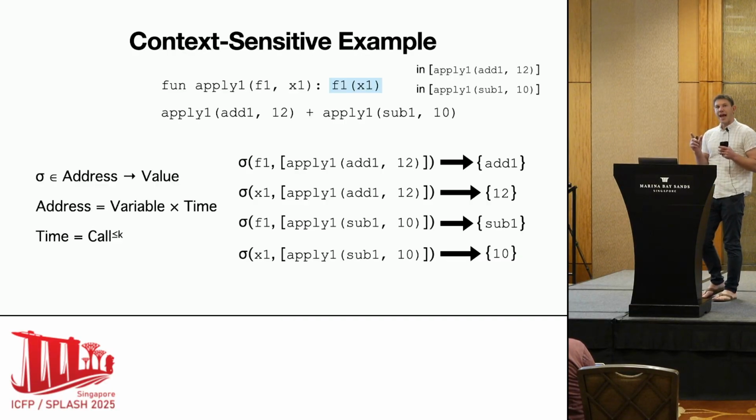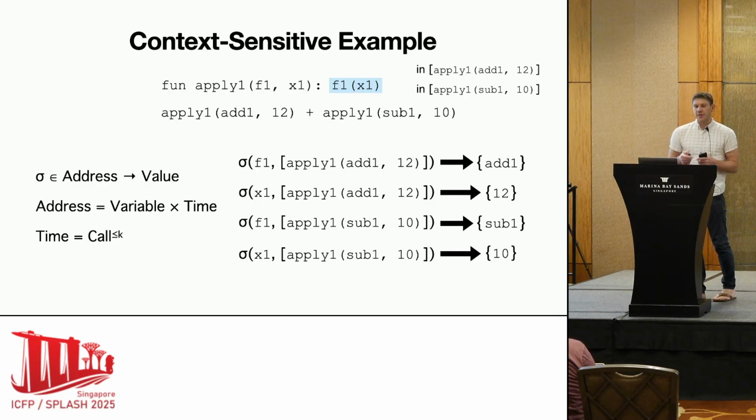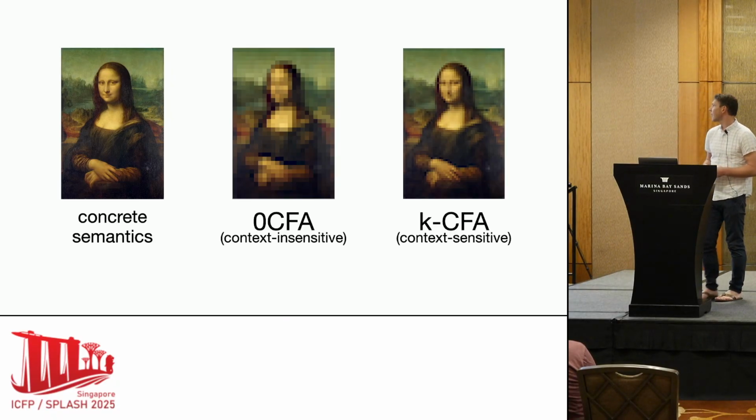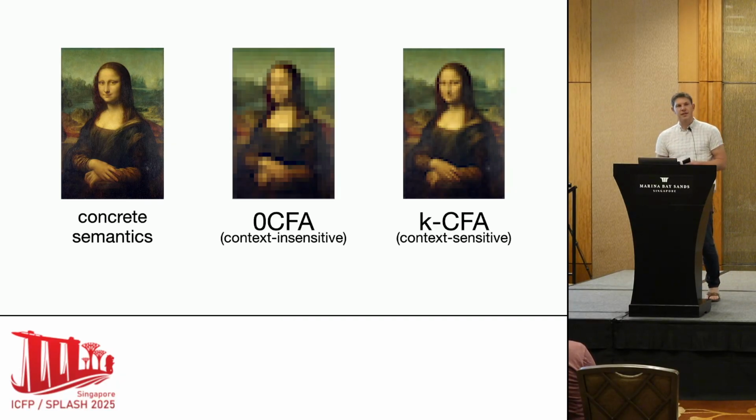Now, when the analyzer encounters this call, the same call, it's going to encounter it in 2 different contexts. And because it has the context in hand, it will look up precisely the variable it needs to, or precisely the value that is. And we will no longer have this spurious correspondence between add 1 and 12 and 10. So what context sensitivity gives us is a little bit of a clearer picture of what's going on with our program.